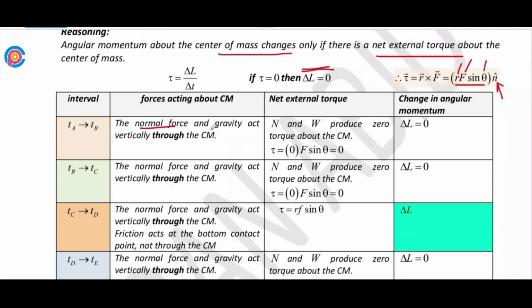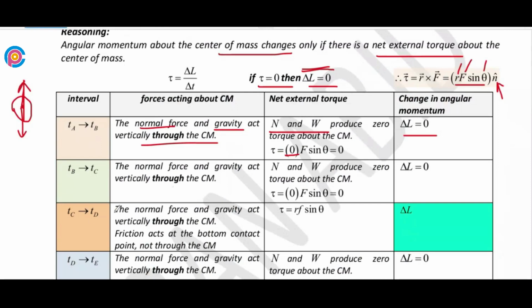Now, step by step, let's consider it from A to B. There are two forces, normal force and gravity force. Both forces pass through the center of mass, so the moment arm becomes zero. The normal force also passes through the center of mass, so there is no moment arm. R becomes zero. When R is zero, torque is zero. When torque is zero, there is no change in angular momentum.